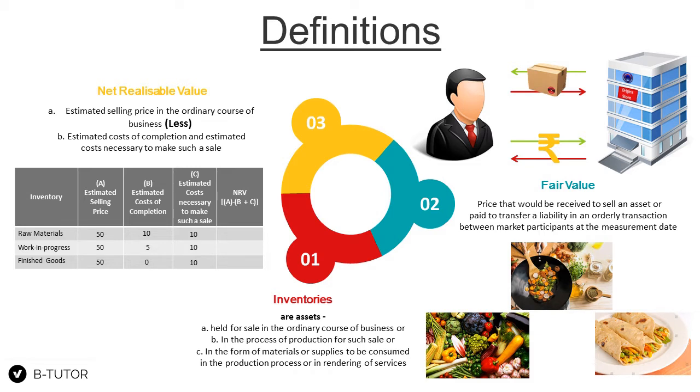As per Ind AS 2, net realizable value is equal to estimated selling price minus estimated cost of completion and estimated cost necessary to make a sale. Therefore, NRV of raw material, work in progress and finished good comes to 30 rupees, 35 rupees and 40 rupees. From the above definitions, it is very clear that NRV is not equal to fair value because NRV is the estimate whereas the fair value is the actual price.